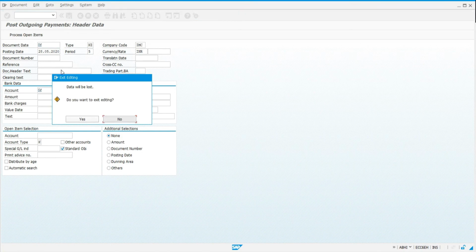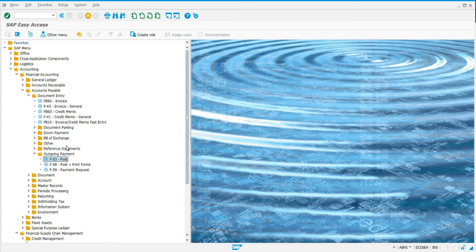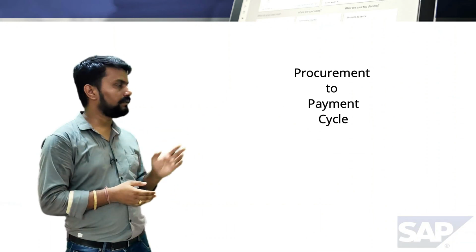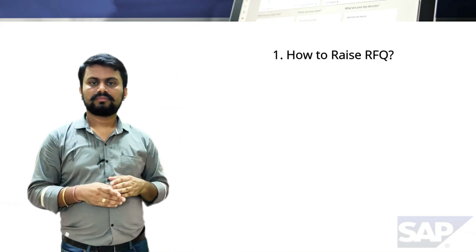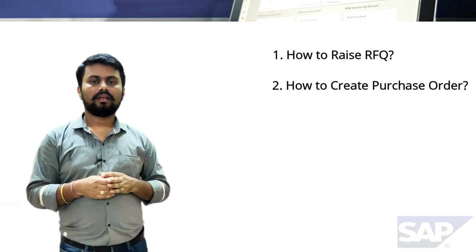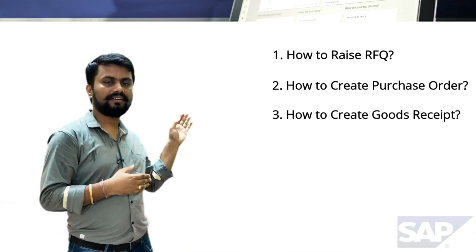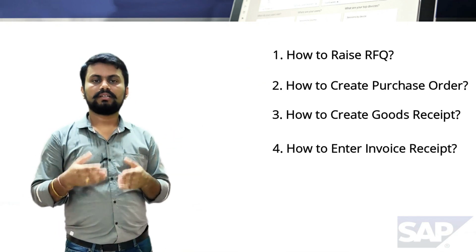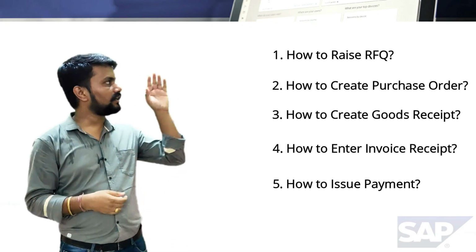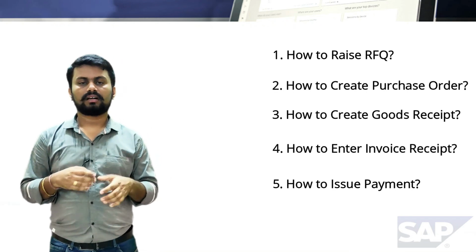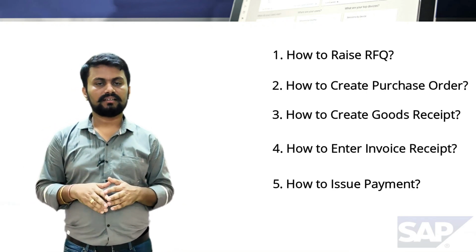So we'll go back. This is all about how to issue payment against any purchase order and invoice received. Now this is the end of our P2P cycle, meaning the procurement to payment cycle, where we have learned how to create a request for quotation, how to create a purchase order, how to do goods receipt, how to enter invoice receipt, and how to issue payment. So these are the 5 stages we have covered in this video series of the P2P cycle. Thank you.